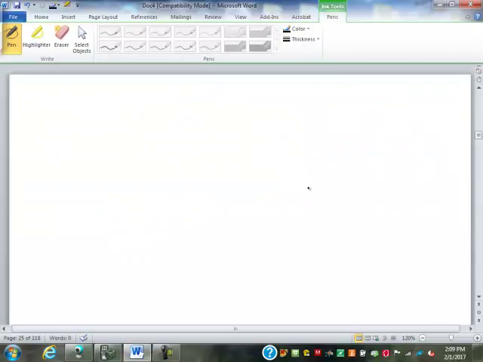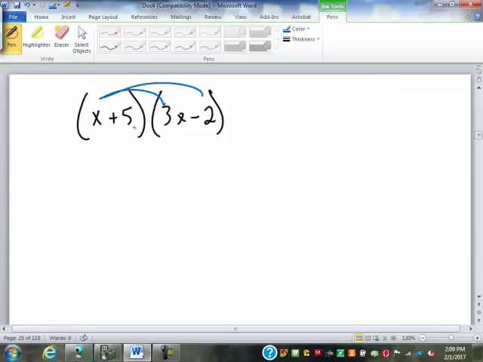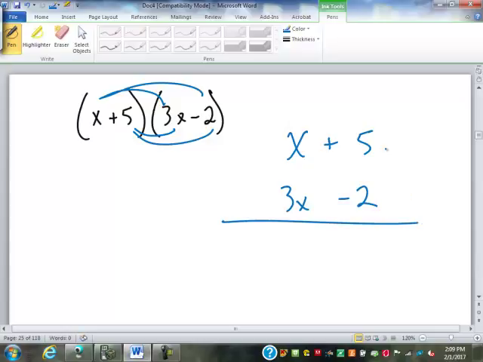Now to work with our powers a little bit, or with our multiplication a little bit, I should say. So we might have x plus 5 times 3x minus 2. Now, there was FOIL that we could do, the first, outside, inside, and last. But we could also just set it up and do long multiplication. Negative 2 times 5 is negative 10. Negative 2 times x is negative 2x. 3 times 5x is 15x.